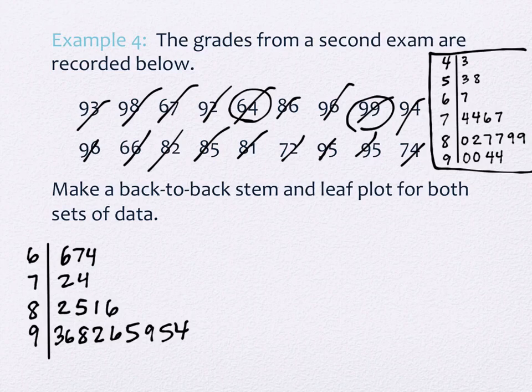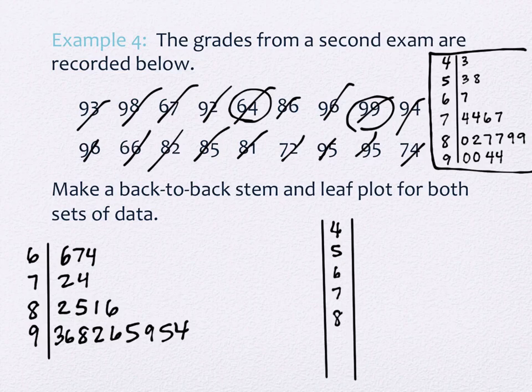So what we need next is the stem and leaf plot that's going to have both of these data sets on it. I'm going to draw 2 vertical lines, and I need all the stems of both graphs, which means it's going to go from 4 to 9 like the first one did, even though the second one only needs 6 to 9. So 4, 5, 6, 7, 8, and 9.